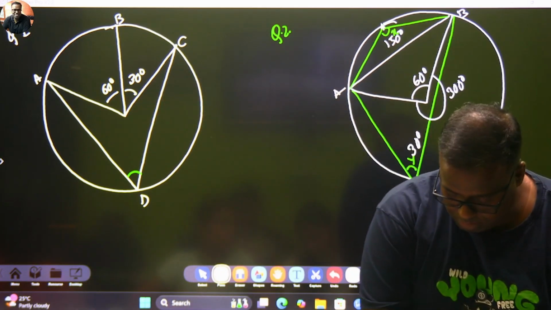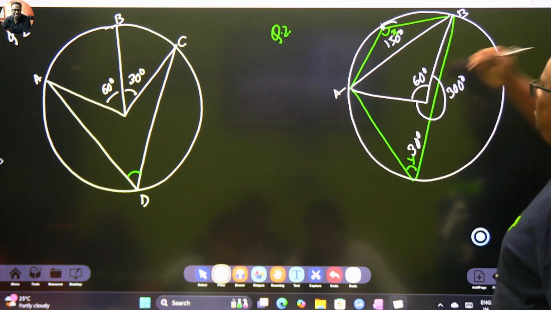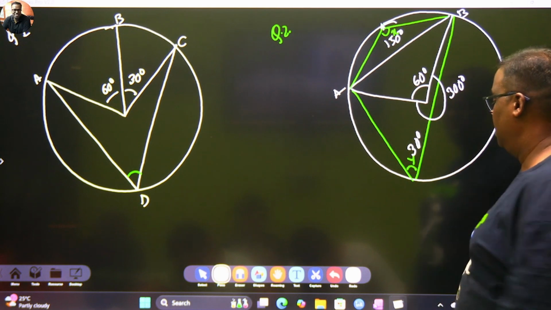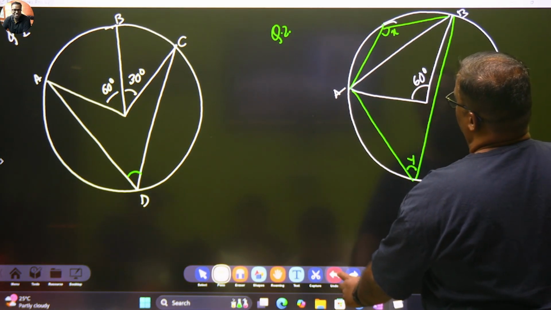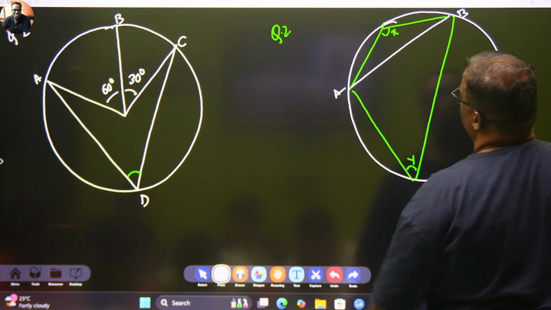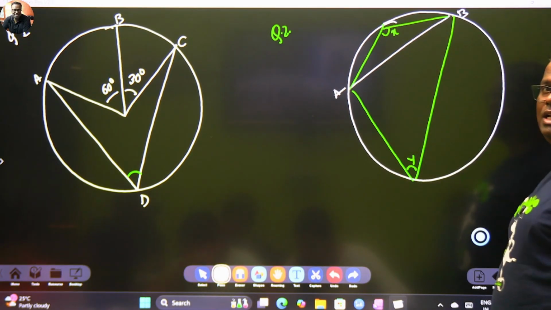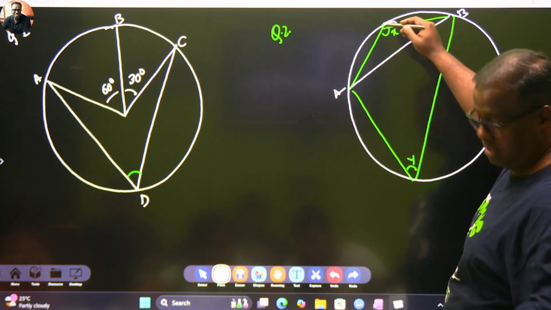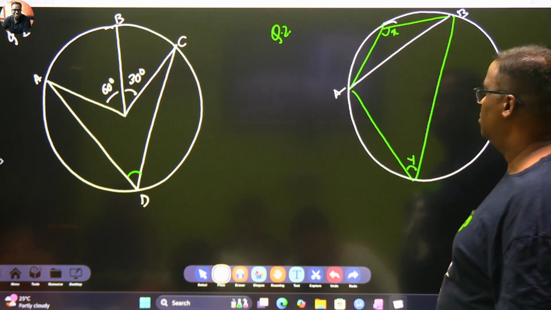Okay, problem number two says that I have a chord which is equal to the radius of the circle. This is the chord, the white chord AB, which is equal to the radius. Find the angle made by this chord on any point on the minor arc and any point on the major arc. Agreed?